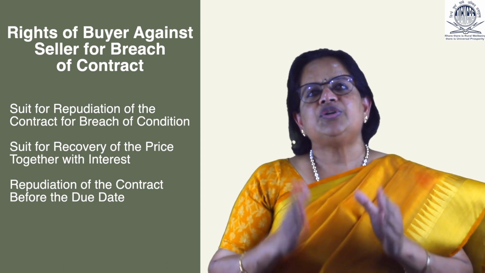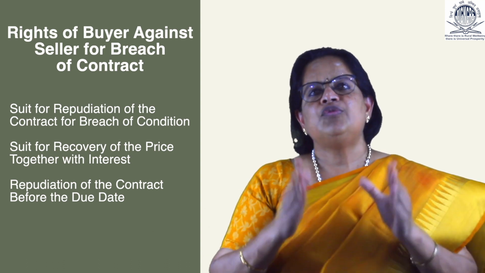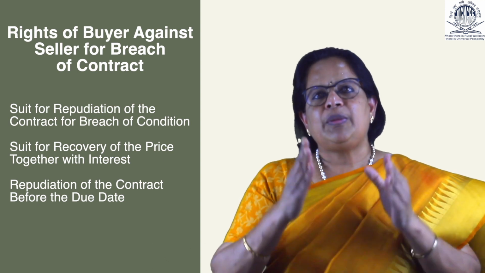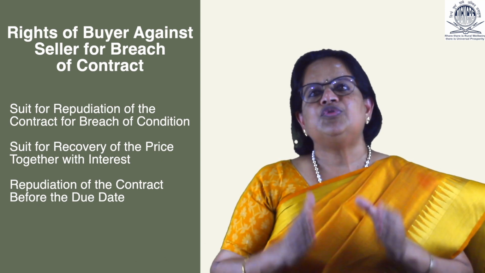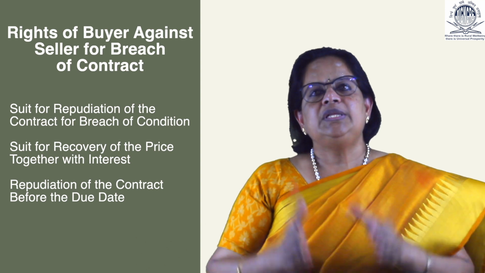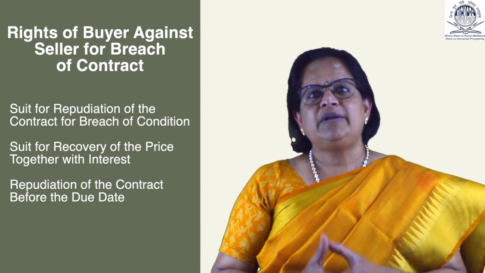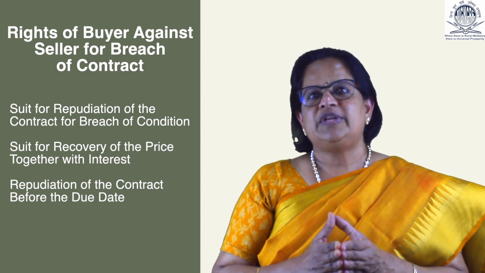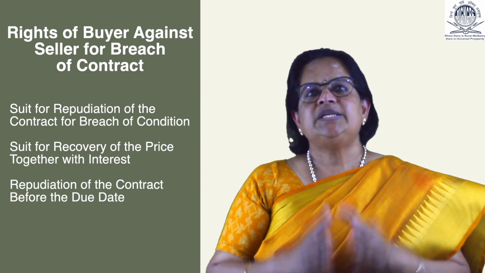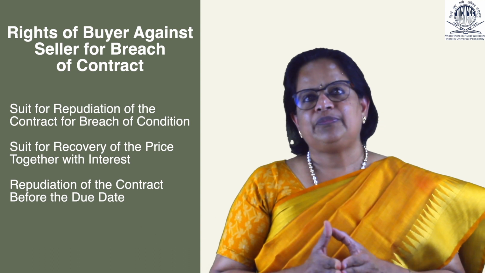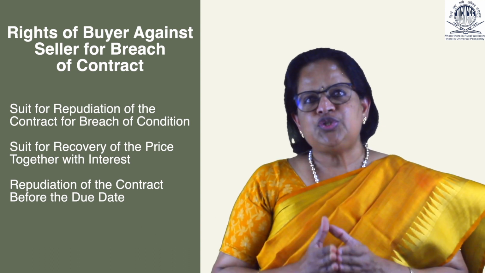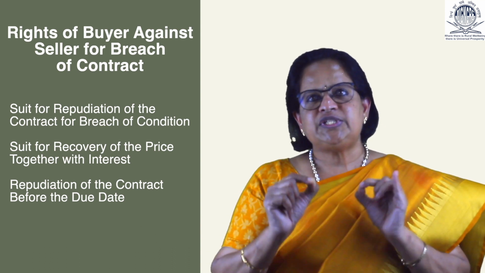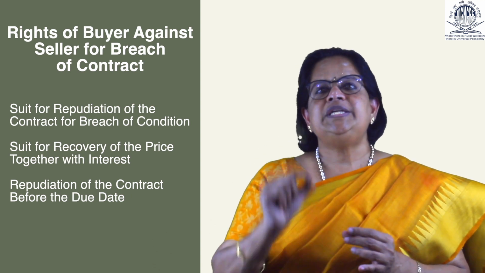The last right of the buyer against the seller for breach of contract is repudiation of the contract before the due date. This right is available to the buyer if the seller rejects the contract before the date of delivery. In this case, the buyer gets two rights. The first right is the right to treat the contract as subsisting and wait till the date of delivery.